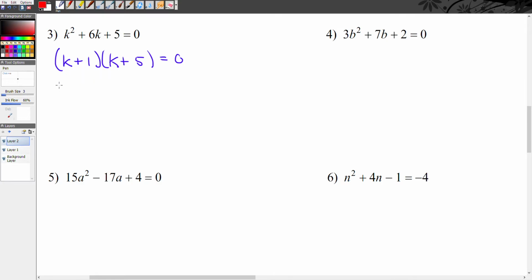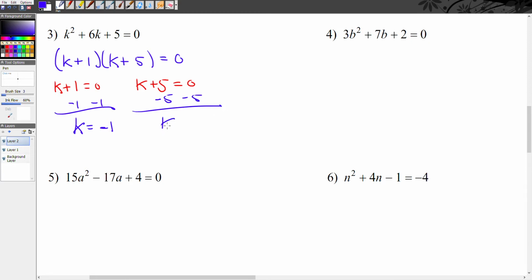Then we set each one of these binomials equal to 0. And we solve. So here, I'm going to subtract 1 from both sides. I get k equals negative 1. And over here, subtract 5 from both sides, and I get k equals negative 5.